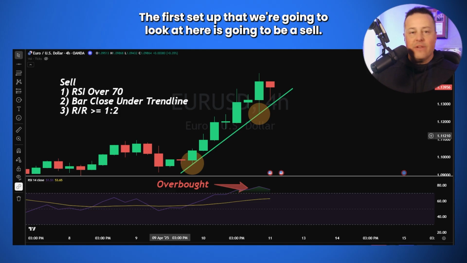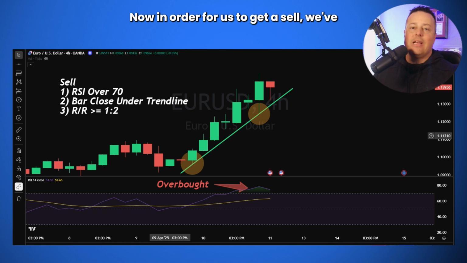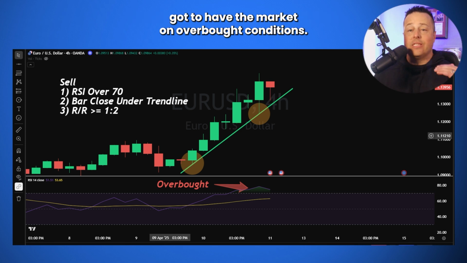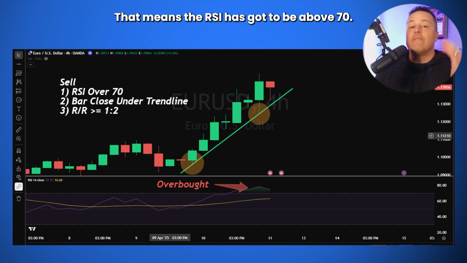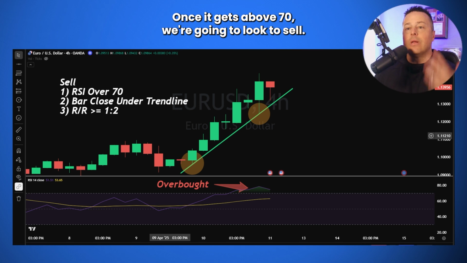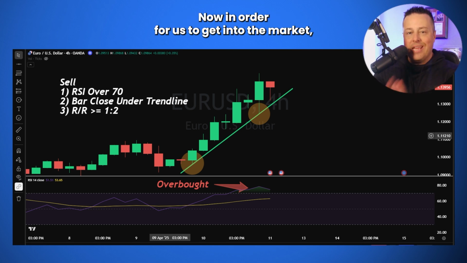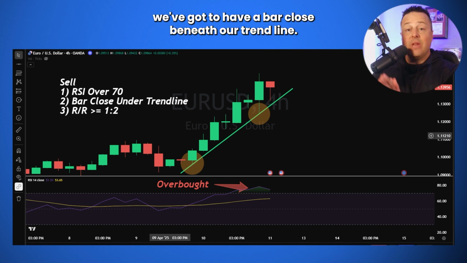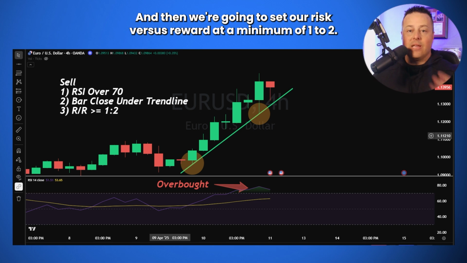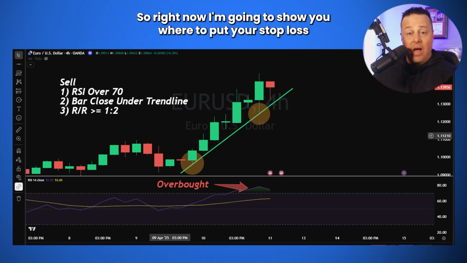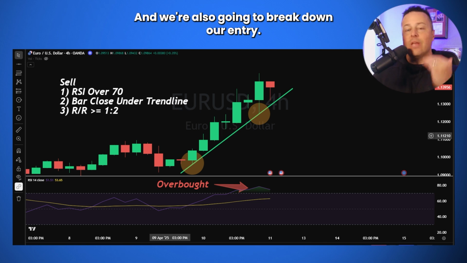Okay, the first setup that we're going to look at is going to be a sell. In order for us to get a sell, we've got to have the market in overbought conditions. That means the RSI has got to be above 70. Once it gets above 70, we're going to look to sell. In order for us to get into the market, we've got to have a bar close beneath our trend line. Then we're going to set our risk versus reward at a minimum of 1 to 2. Right now I'm going to show you where to put your stop losses and your profit target, and we're also going to break down our entry.